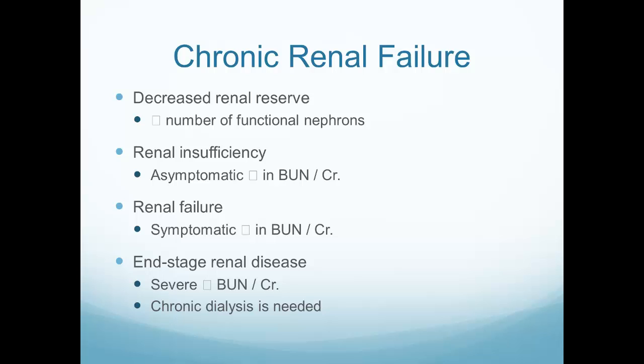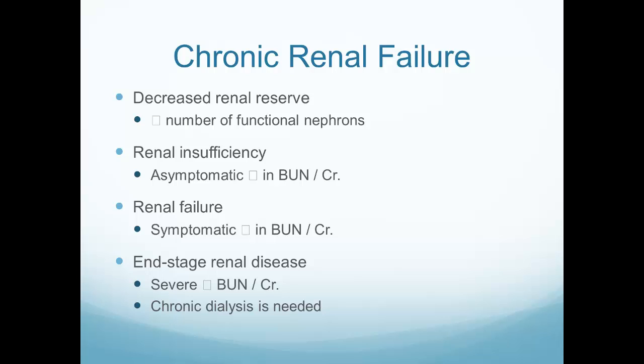The first stage of chronic renal failure is decreased renal reserve. What's happening is at this point in time we have a decrease in the number of functioning nephrons. But there's no symptoms. We don't have an increase in our BUN and creatinine. We're not seeing anything at all at this point in time other than just a decrease in our number of functional nephrons. Now, we may pick this up if we bring the patient to the hospital and we do a GFR, glomerular filtration rate. We may be able to pick this up.